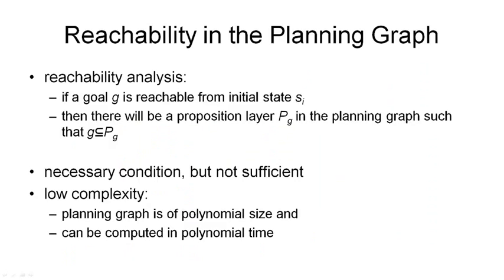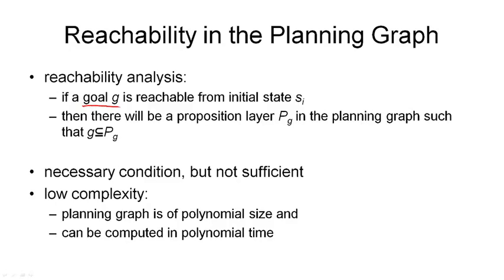Earlier, I talked about reachability of goals and reachability of individual propositions in a goal. Now we will look at the planning graph and see what the planning graph can tell us about reachability. So here is what we can say about the planning graph. Suppose we're given a planning problem and construct the planning graph for this problem. Then we have the following.